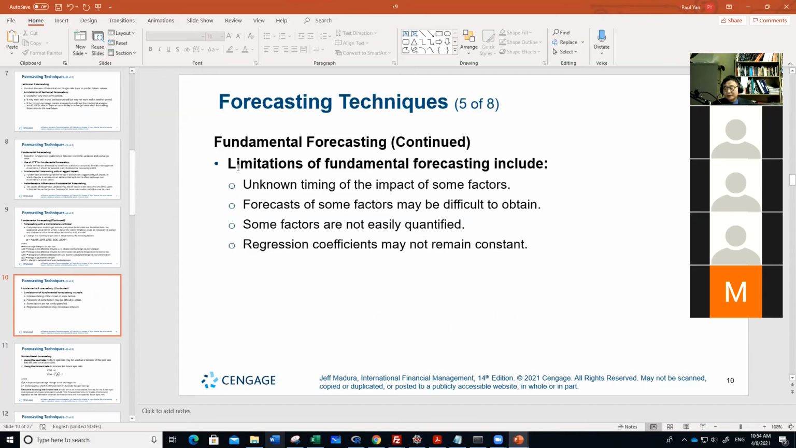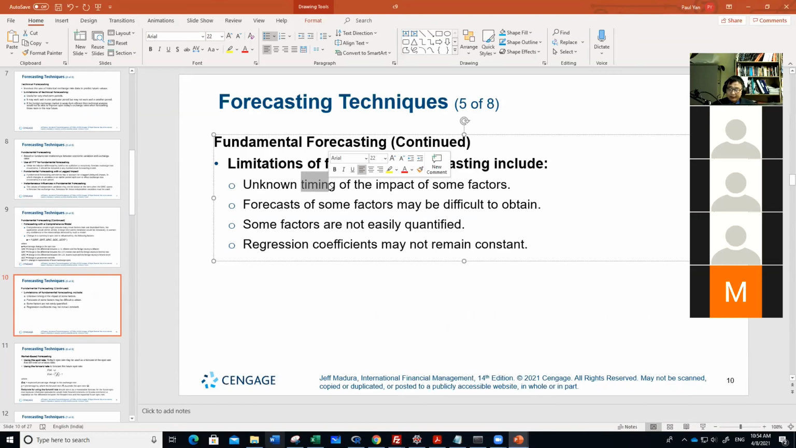There are also some limitations in terms of fundamental forecasting. Timing and delay: whether we are in a recession or expanding, what might be the delay of the fundamental factors. This one is difficult to get.